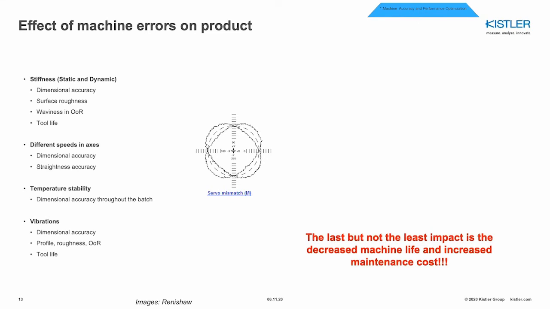And then the last but not the least impact is, of course, the decreased machine life and increased maintenance costs due to those errors. So that's why it's very important to really understand what type of errors you have in your machine, which part is coming from the mechanical part, which part is coming from the electrical part, and how you can adjust that.